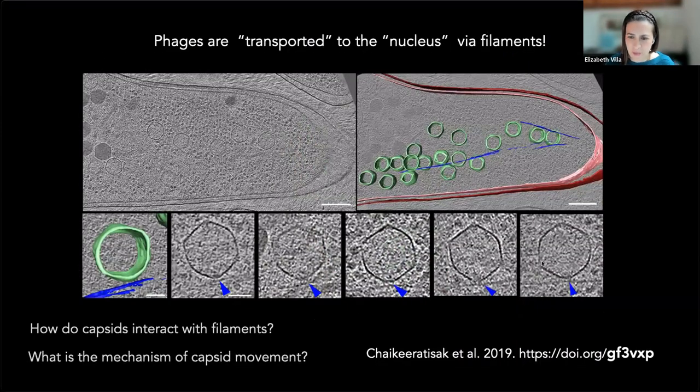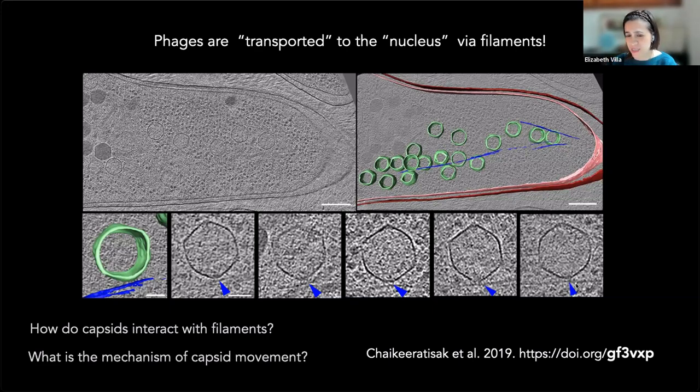I'll point your attention to the image on the lower right, where the filament is and the capsid. What it really looks like is a direct connection. It's only about 4 nanometers in distance, about the same distance that you see the capsid connected to the inner membrane that I showed you before. And it seems to have the capsid connected from a vertex directly into the filament.